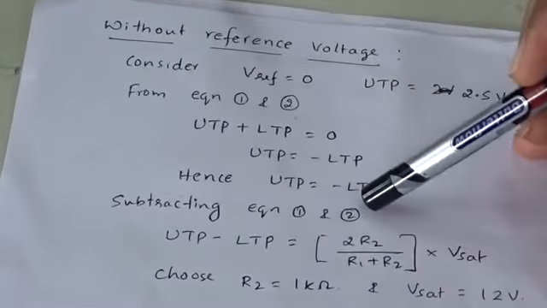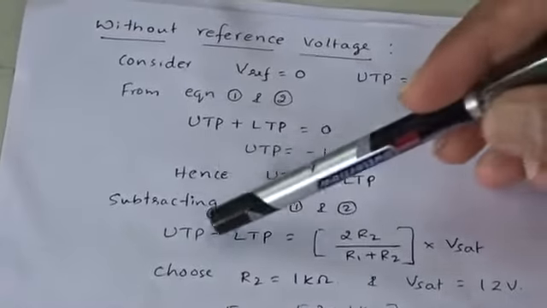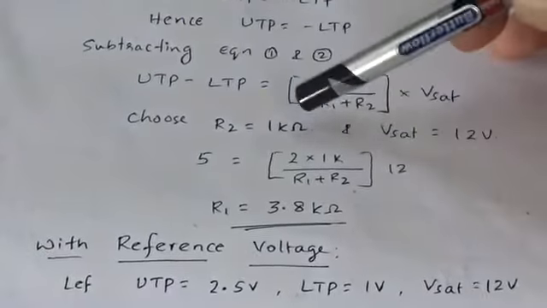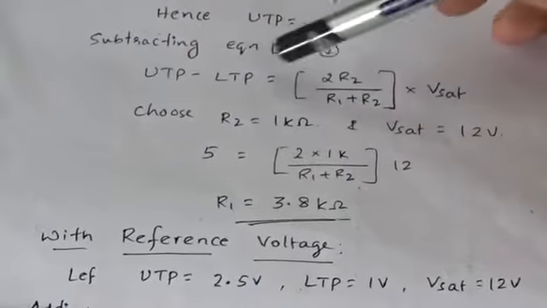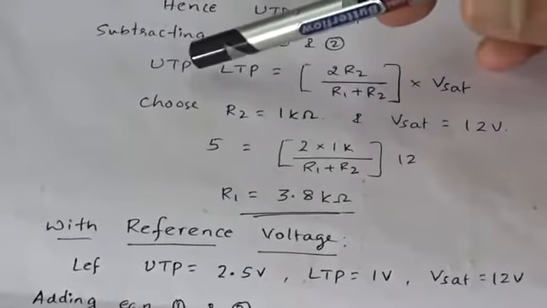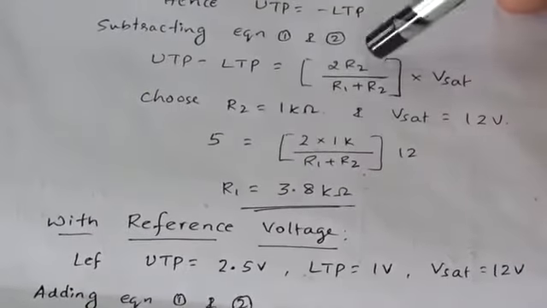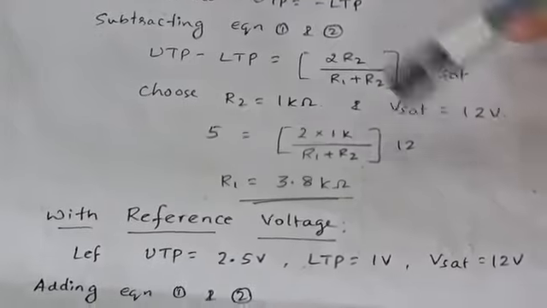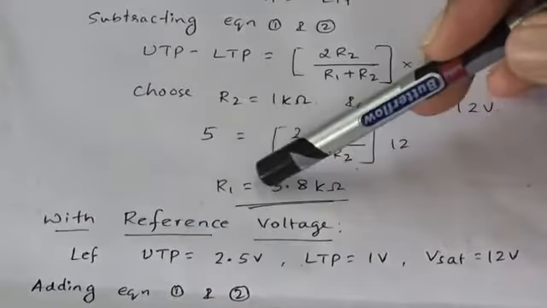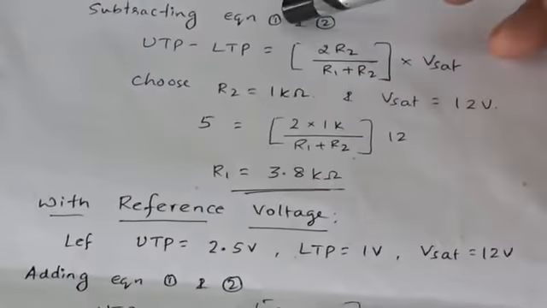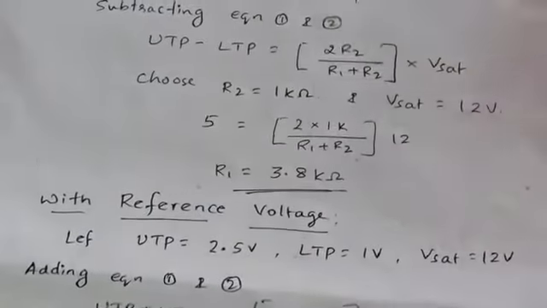Now if I subtract equation 1 and equation 2, I will get UTP minus LTP is equal to 2 into R2 divided by R1 plus R2 into V saturation. And we will select V saturation as plus 12 volt, and I will assume R2 is equal to 1 kilo ohm, and I will apply all these values in this equation. So UTP is 2.5, LTP is minus 2.5, so it is equal to 5, and I will substitute 2 into 1 kilo ohm divided by R1 plus R2. From this equation I can obtain R1, so R1 will be 3.8 kilo ohm. So I have to use a positive feedback with the resistances R1 and R2, where R1 value is 3.8 kilo ohm and R2 value is 1 kilo ohm.